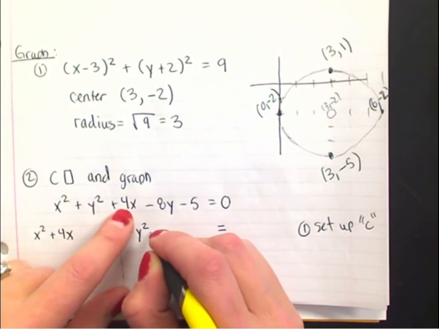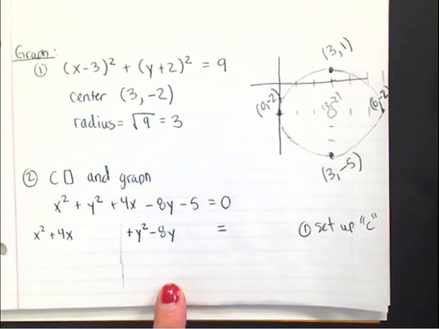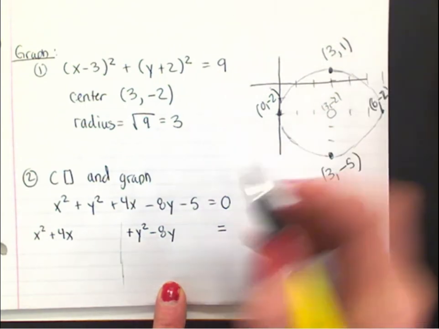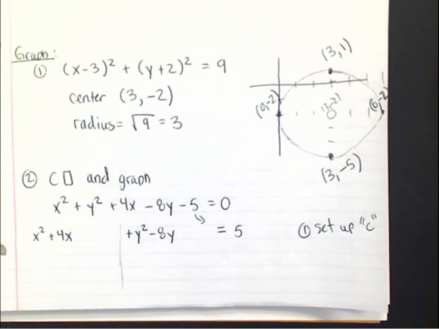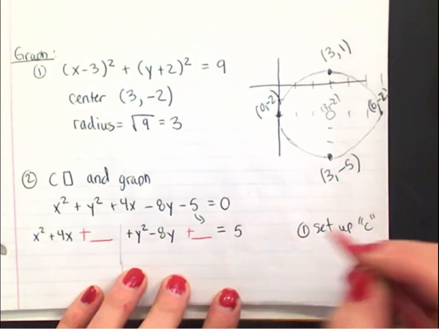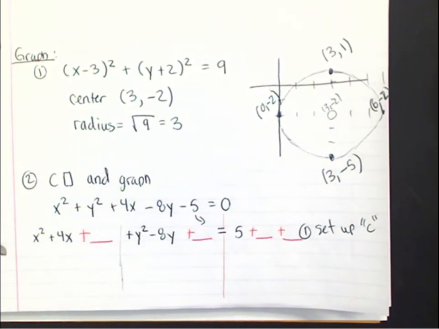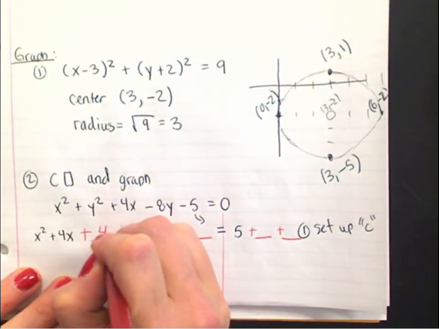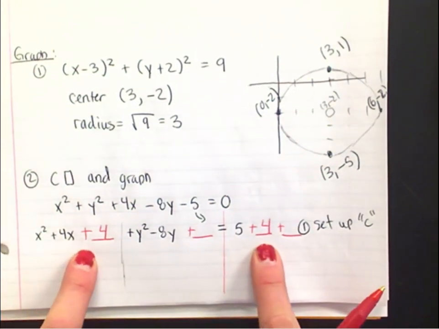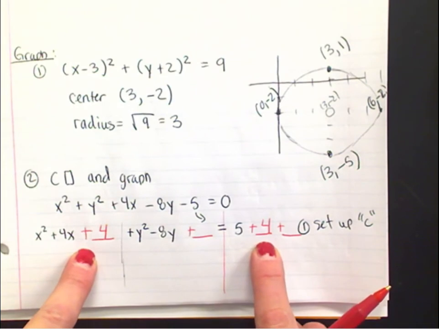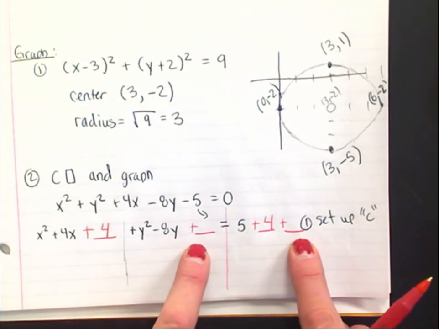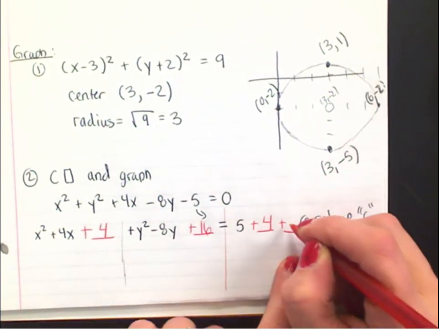Plus y squared minus 8y. Okay, keep in mind, what's our format? The radius goes on the other side. Let's go ahead and put our 5 on the other side. Okay, here's my balance. What goes in the blanks? One of them is a 4. Put in the rest of your blanks. Notice, on opposite sides of the equals, you're adding 4 both times. Okay, what goes in my other blank? 16? Yes. All right, you guys are so quick.